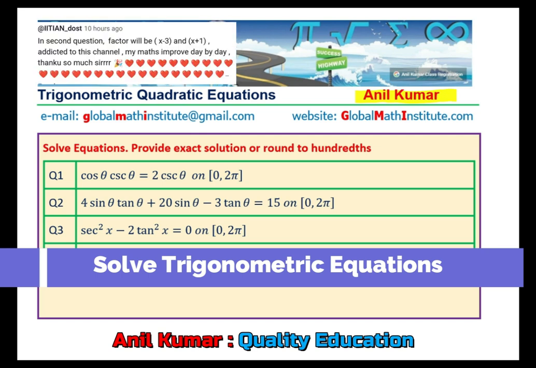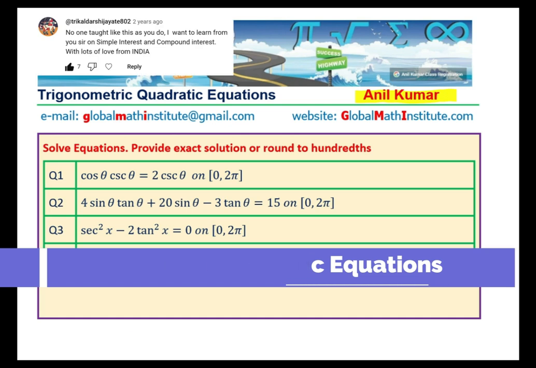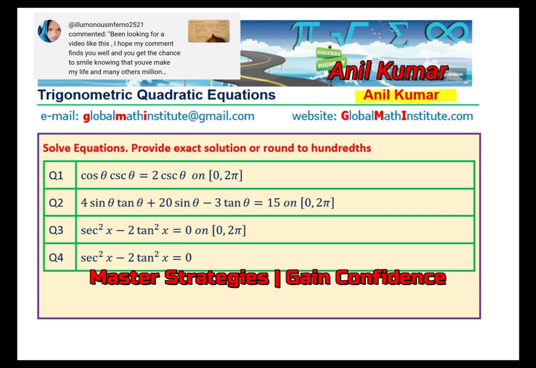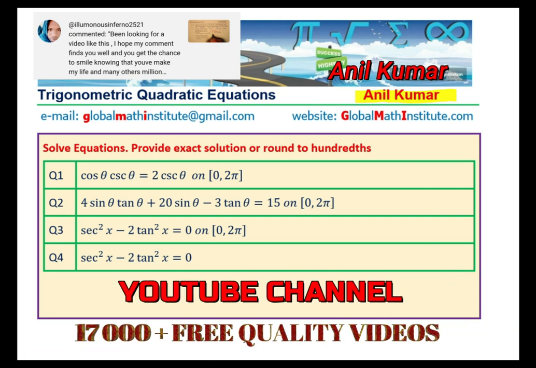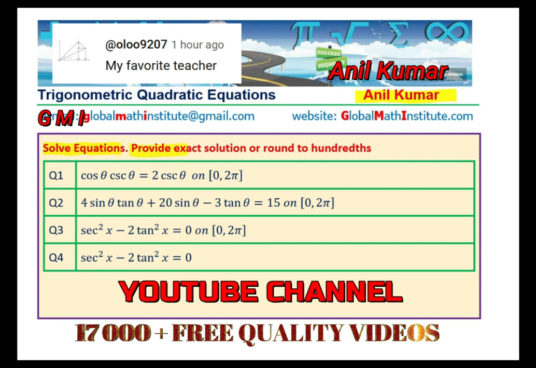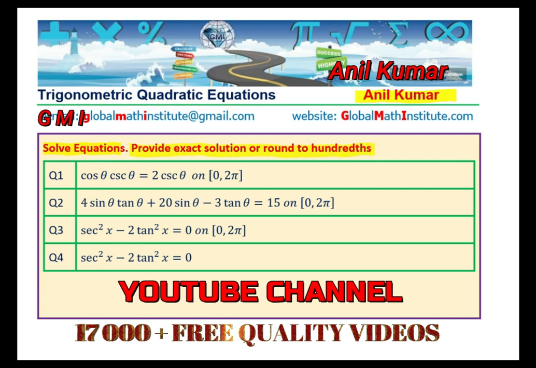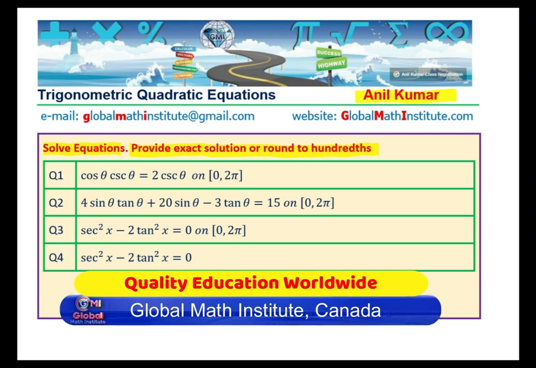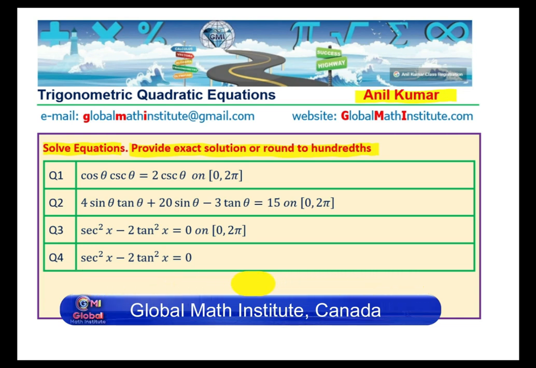Now we are taking four examples where the equations will be solved by factoring. We are working in the domain of 0 to 2 pi. Solve the equations, provide exact solutions, or round to the hundredths. You can use special triangles to find the exact solutions. Otherwise, use a calculator to calculate the answers in radians, so the settings of the calculator should be in radians.